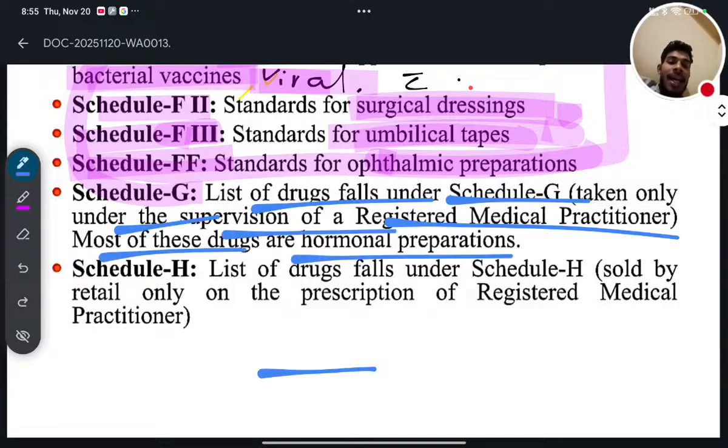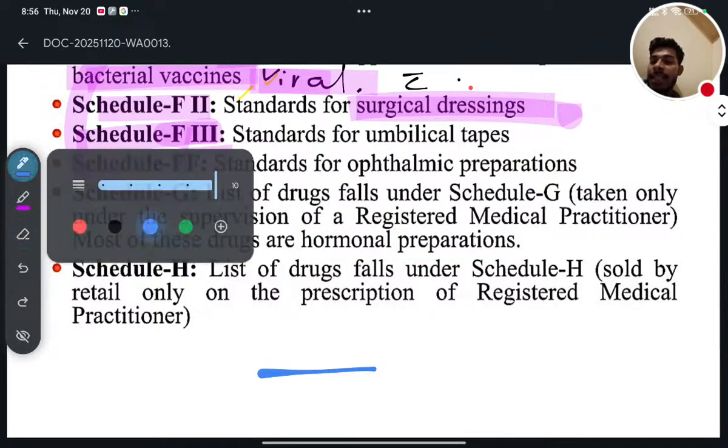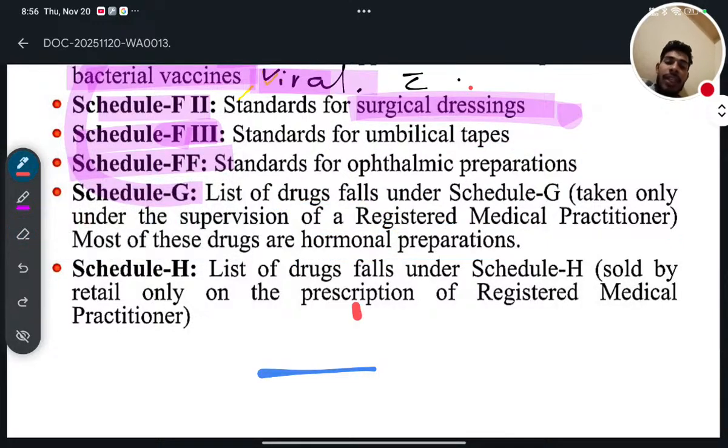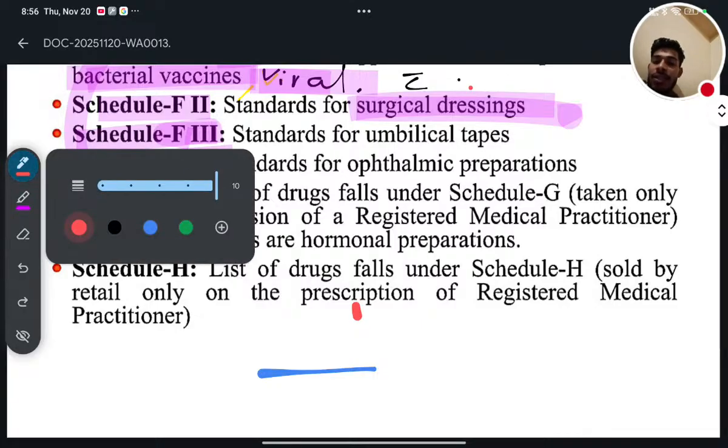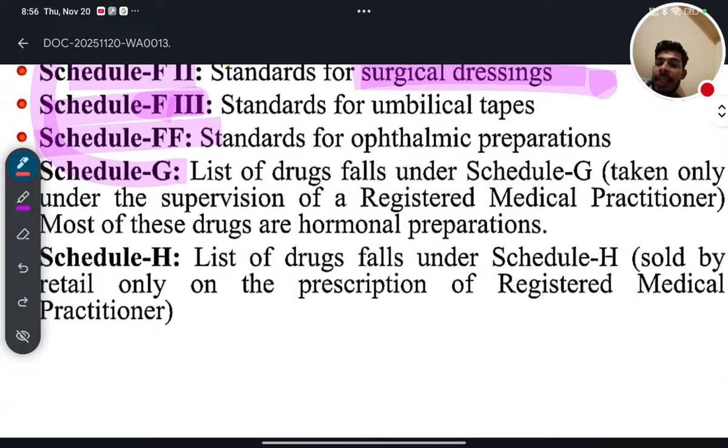Most of these drugs are hormonal preparations. As these drugs are hormonal preparations, they should be taken in the presence of medical supervision. Okay, next, Schedule H drug.